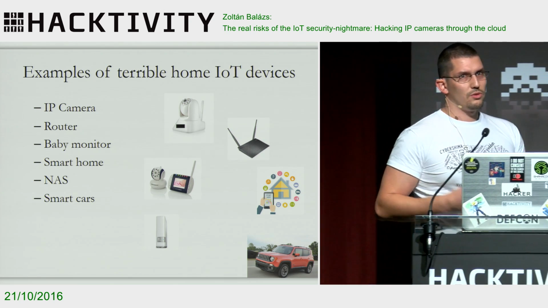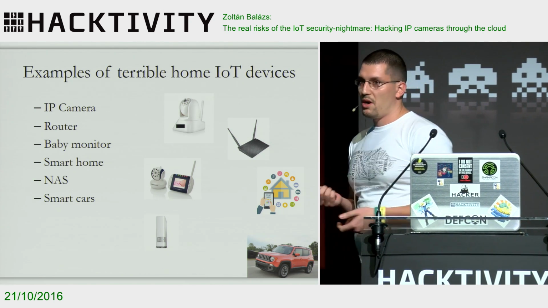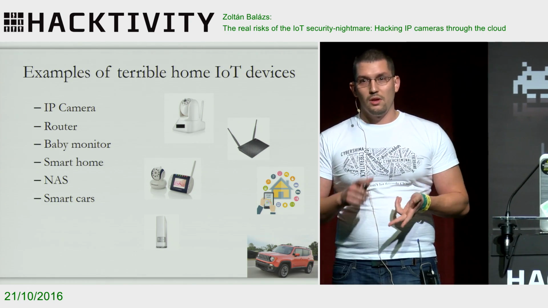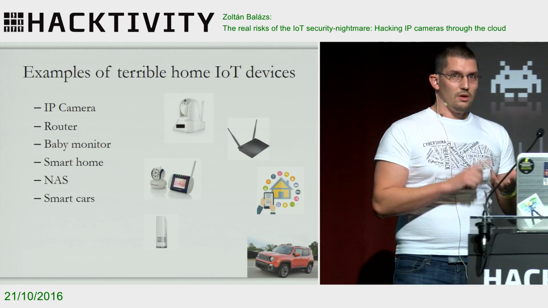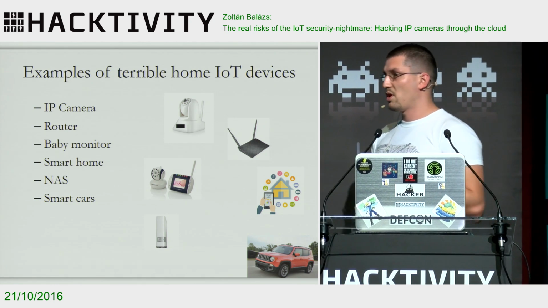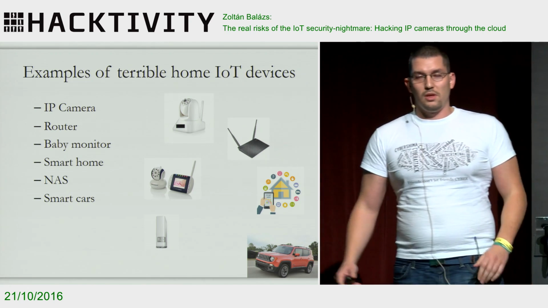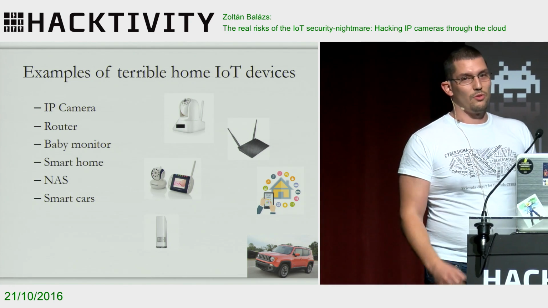It is very hard to categorize what an Internet of Things is, but IP cameras, home routers, baby monitors, any smart home devices, or even a network-attached storage device or a smart car can be named as an Internet of Things device.